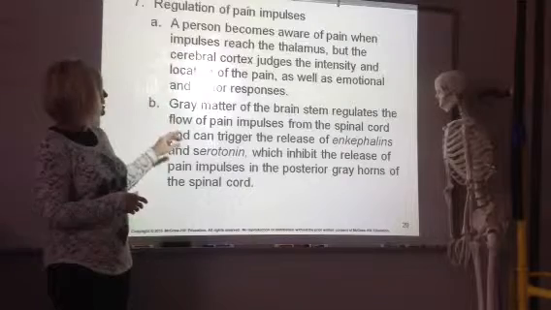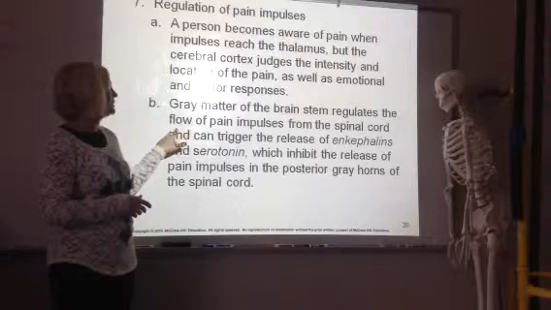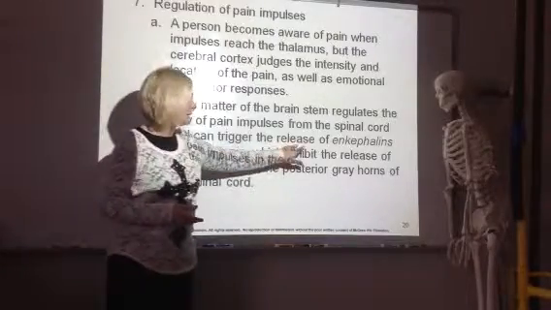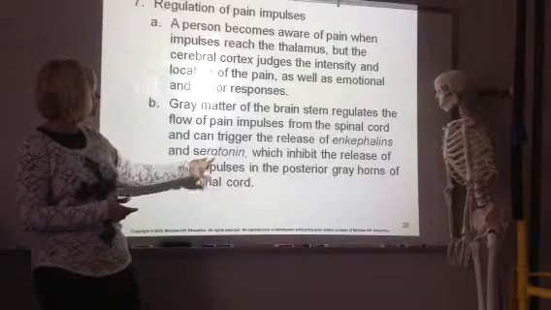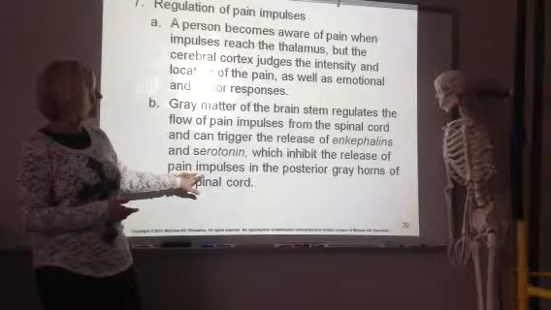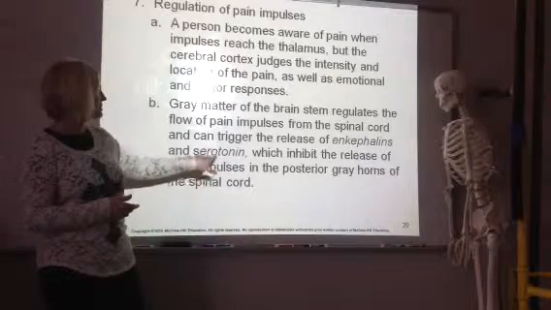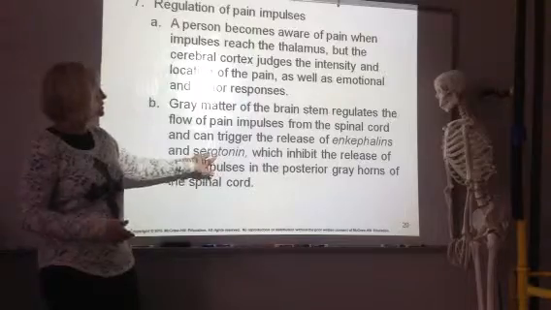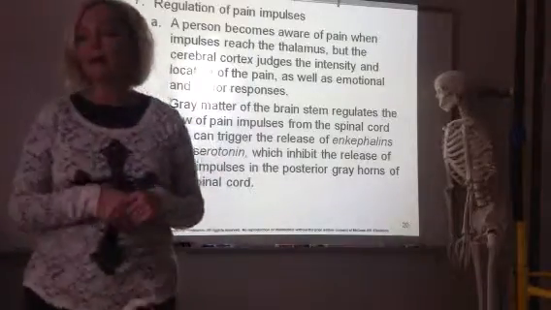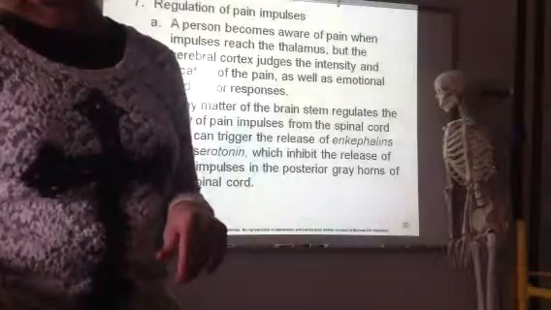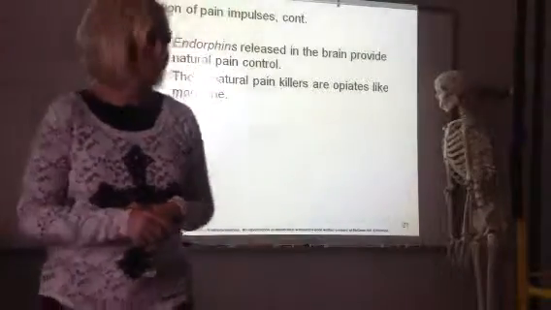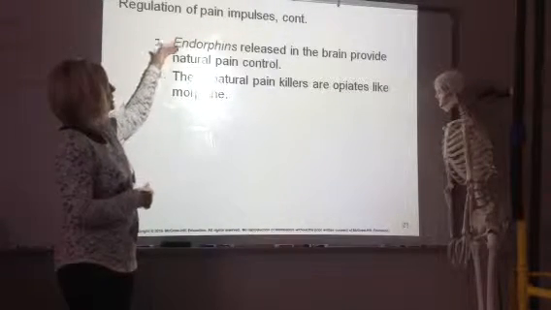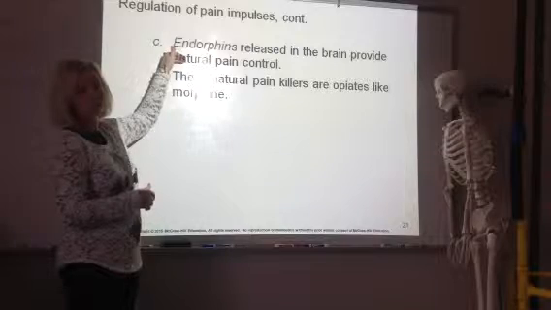Gray matter of the brain regulates the flow of impulses. It can release enkephalins and serotonin, which inhibit the release of pain impulses. So this is another way that your body helps to slow down that pain. Serotonin is a common chemical that will inhibit pain. Endorphins are another one that actually will be released in the brain, and they provide pain control.